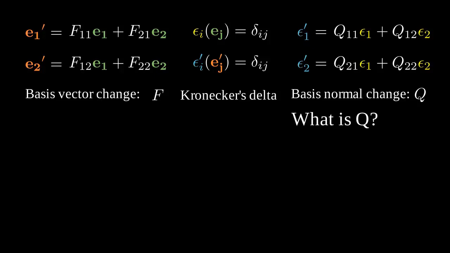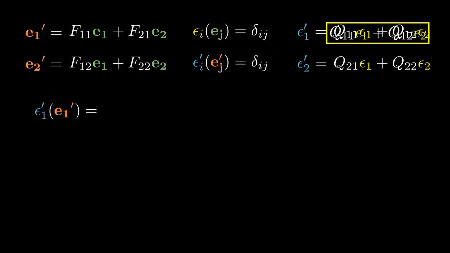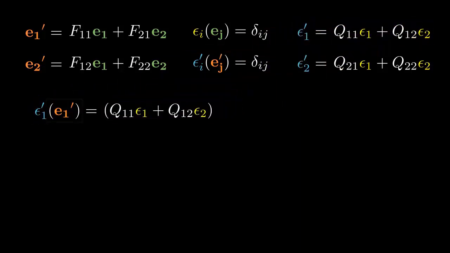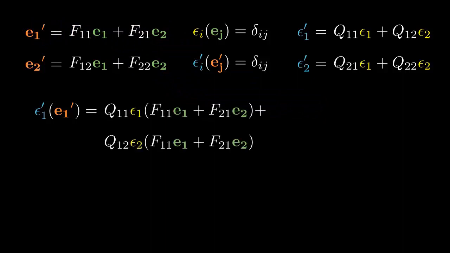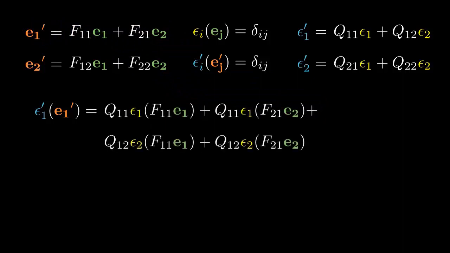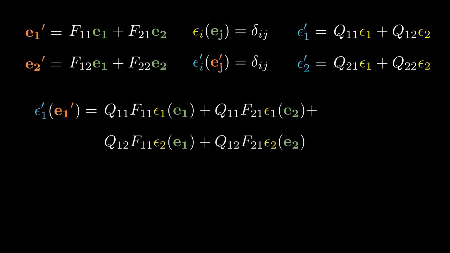What you want to know is epsilon i dash ej dash. Say i is equal to 1 and j is equal to 1. This is epsilon 1 dash, and this is e1 dash. Distribute the basis vector, and distribute again. Using linearity, you can pull out the coefficients.